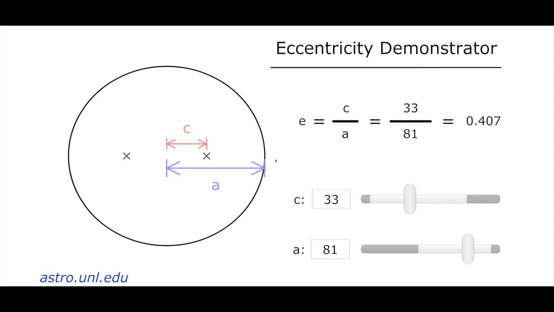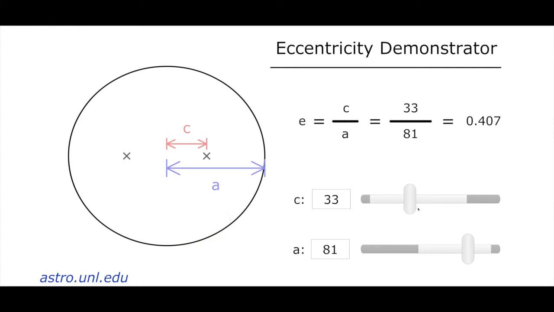And E stands for eccentricity, and it equals the distance between the focus and the center divided by the semi-major axis. So C is the distance between the focus and the center, and that's our value here. And A is referred to as our semi-major axis.